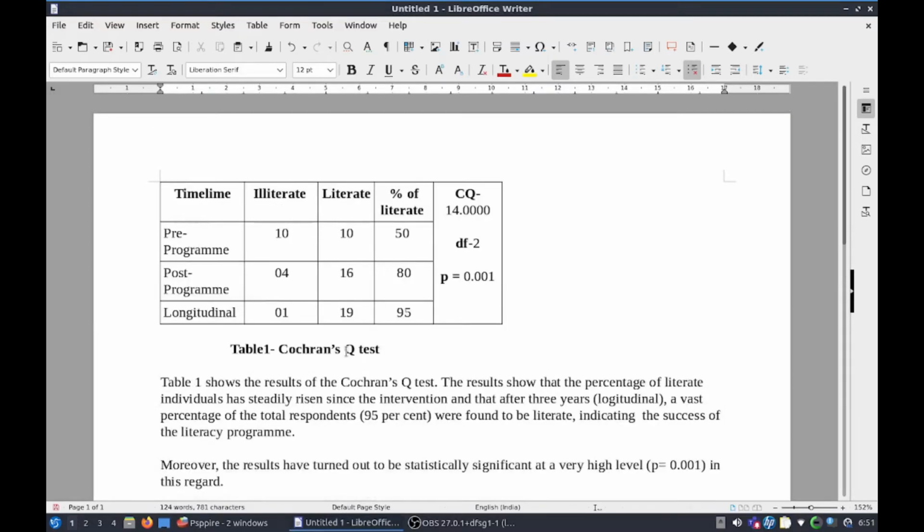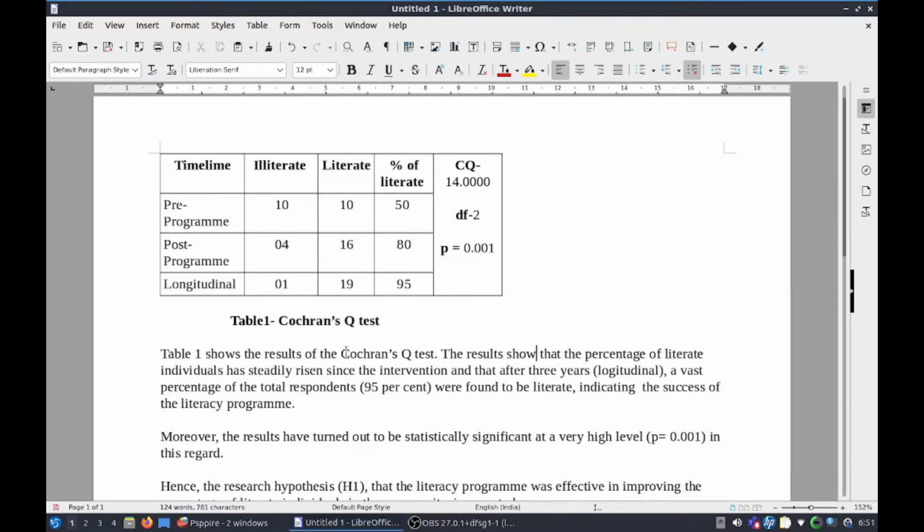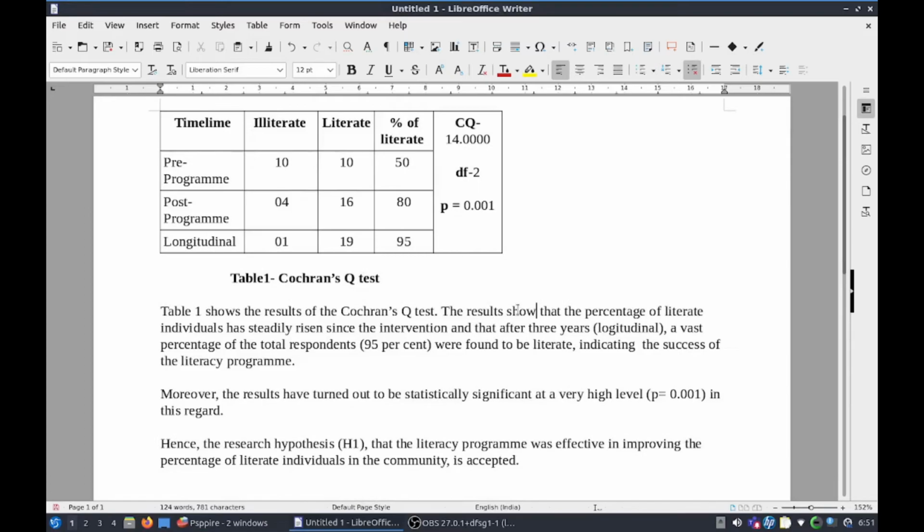Here I have created a quick table on how to interpret this result. You have the timeline, illiterate, literate, the percentage of literate people, and then the Cochran's Q value, the degrees of freedom, and the p value. This is how you interpret it. This is my style of interpreting; you may have your own style. Table 1 shows the results of the Cochran's Q test.